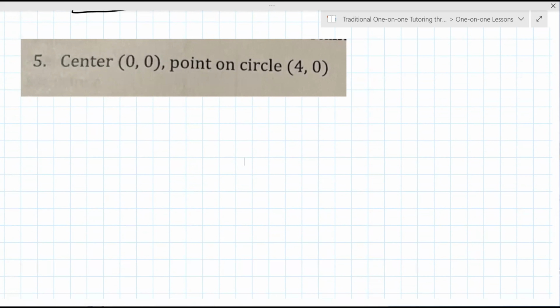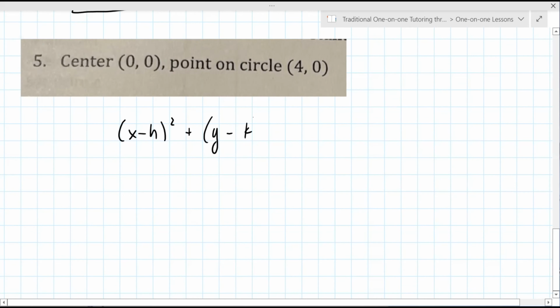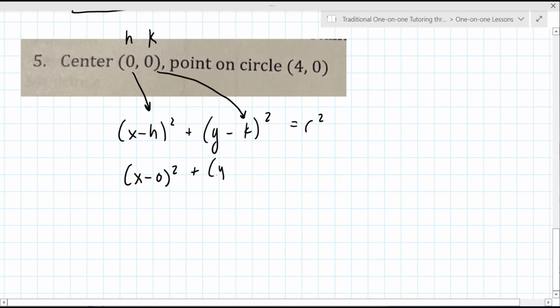An equation of a circle. Yes, the general equation for the equation of a circle. What I told you is x minus h squared plus y minus k squared equals r squared. Very good. Okay, h is 0 and k is 0. So we're going to put those values in for h and k. So this becomes x minus 0 squared plus y minus 0 squared equals r squared.